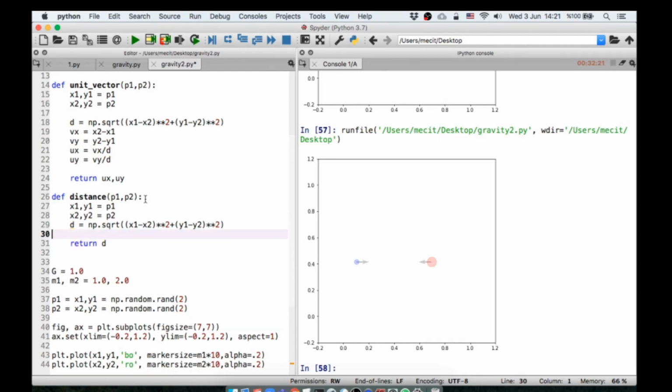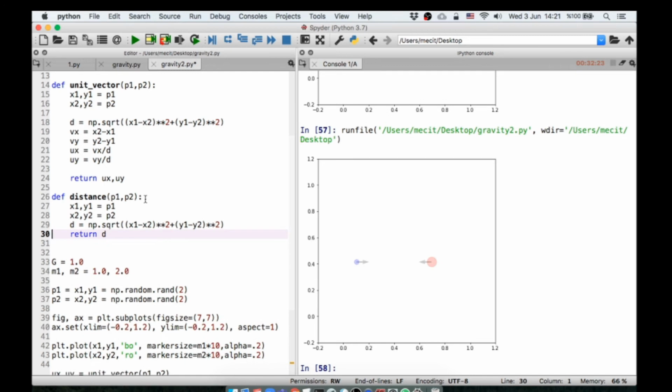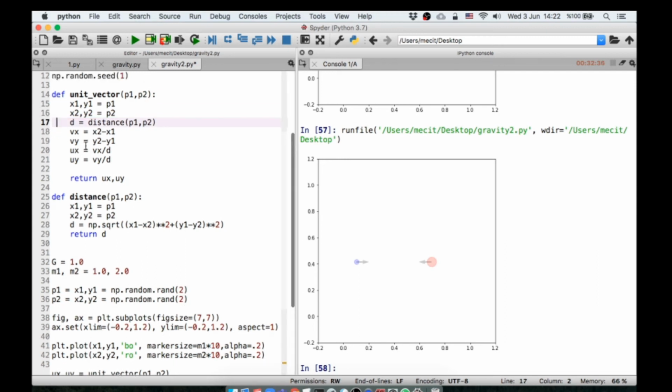Okay, when I have this function, instead of writing it over there, I can get the distance using this function p1, p2. Convince yourself that the order of these functions is not important. The distance is used by the unit vector function, but after compiling, it will be available to the whole program, so I can write it this way.